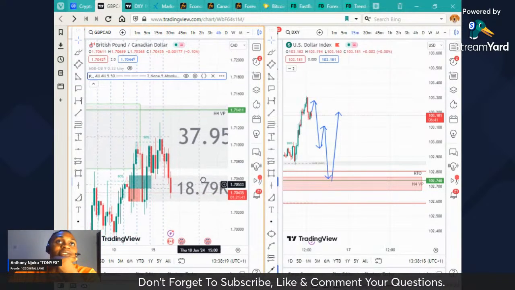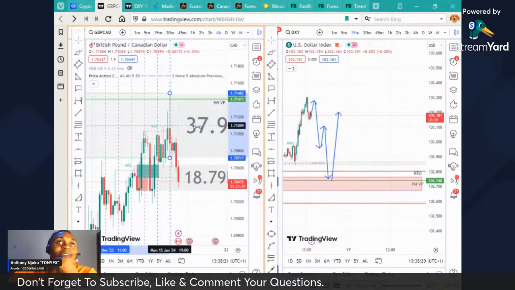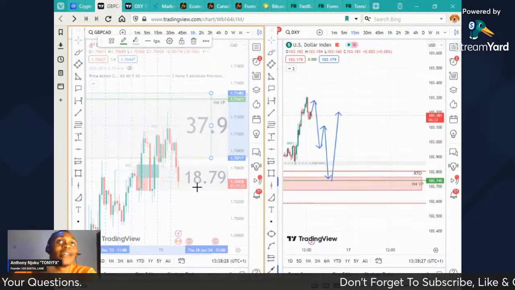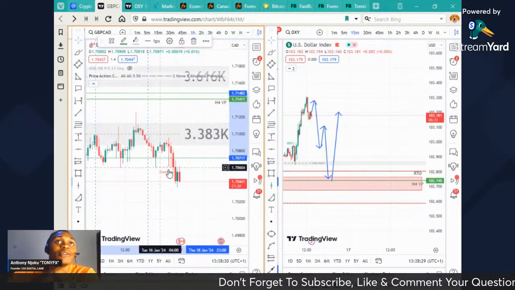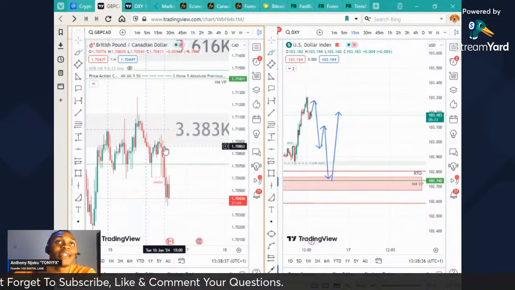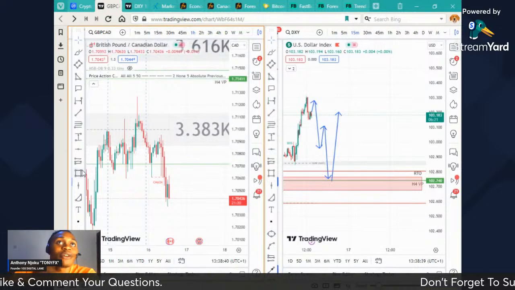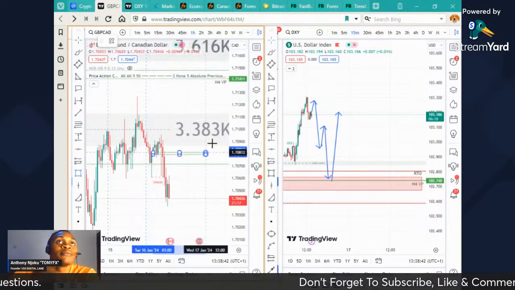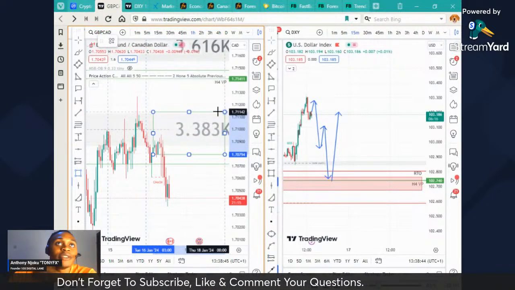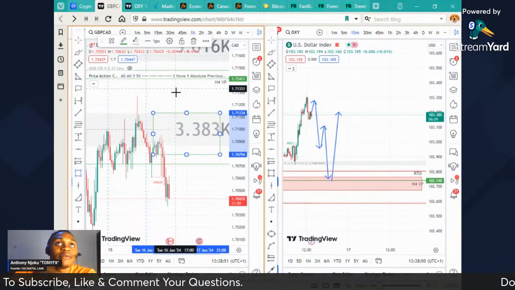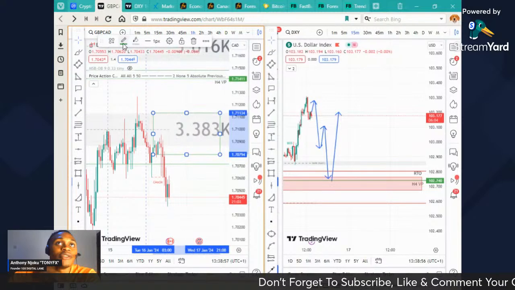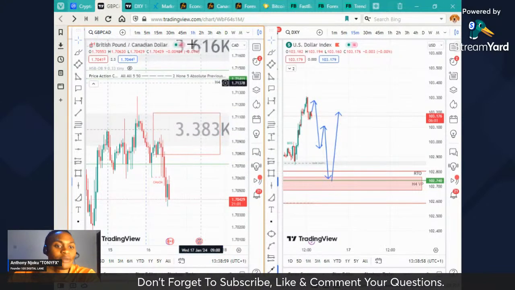So there is a change of character, as I can see, after creating this break of structure to the upside, which is more of a Judas swing. It broke to the downside and had a change of character. Let's go to the lower time frame, like the 1 hour. So there's a change of character over here. After this change of character, what is the last green candle? The last green candle I see after this change of character is this actual candle over here. So this is my point of interest on the 1 hour, and I'll be using this high. I'll change this to red to remind me that it's meant to be a sell.